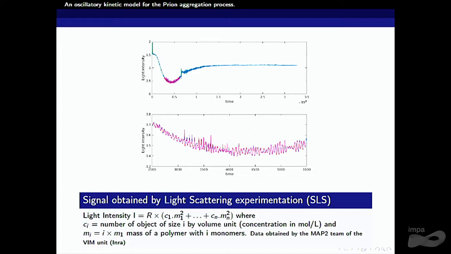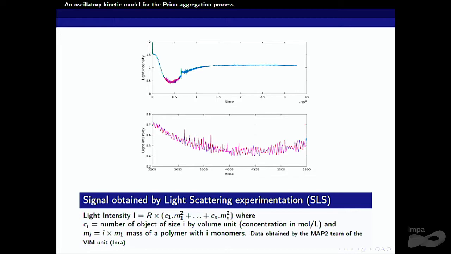So what is a static light scattering experiment? SLS in short. Actually, you put fibrils at a certain concentration in a test tube, and then you project light on it, and then you have receptors, and you capture the light out of the test tube. So the data is the light intensity.